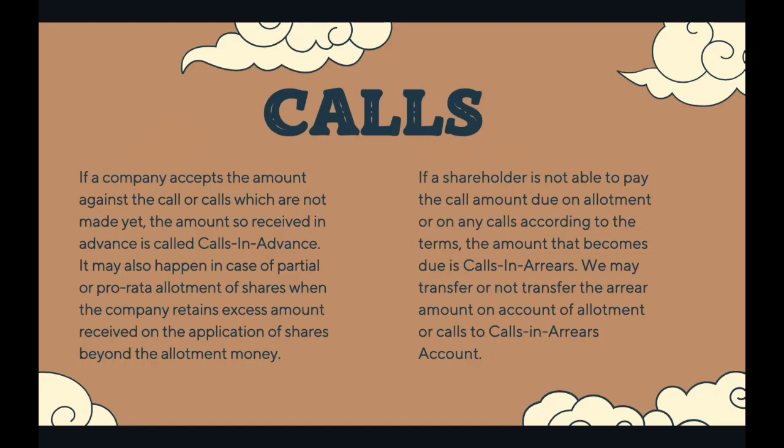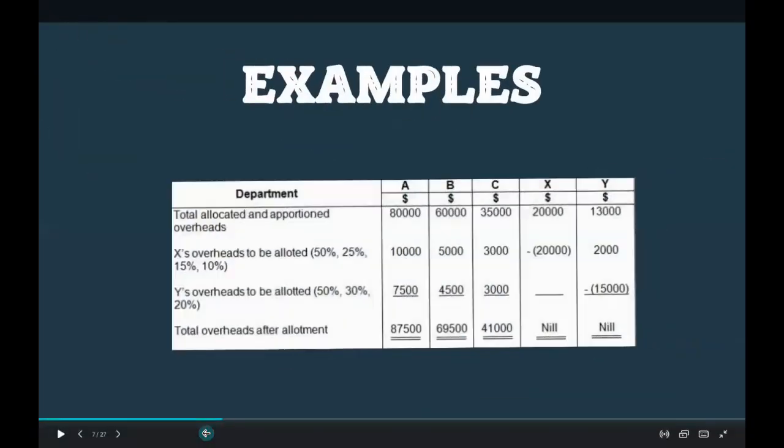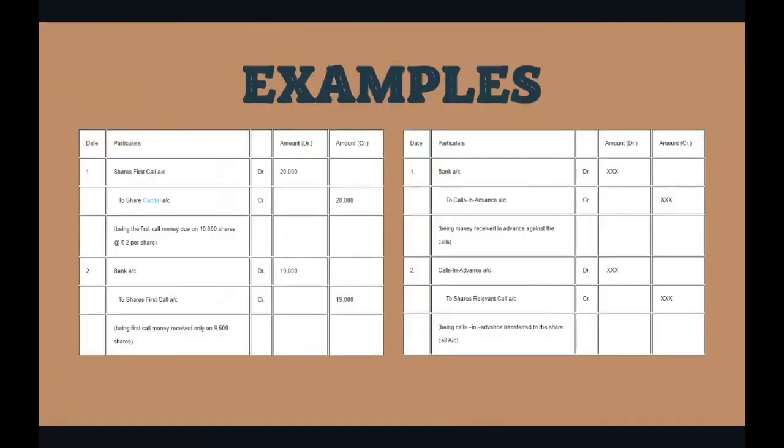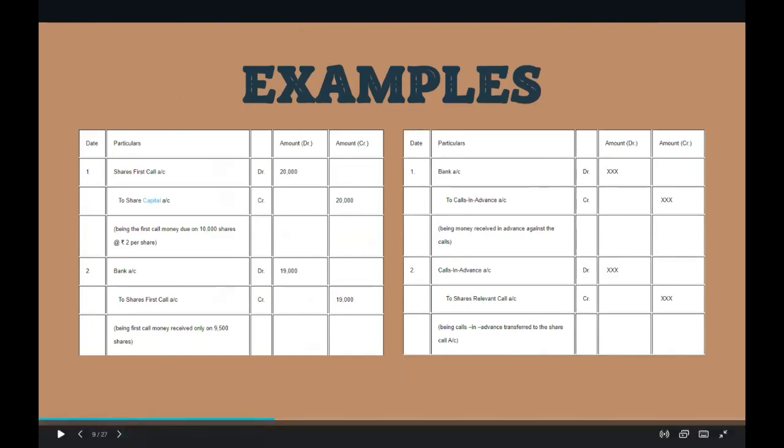And if a shareholder is not able to pay the call amount due on allotment or on any calls according to the terms, the amount that becomes due is called calls in arrears. We may transfer or not transfer the arrear amount on account of allotment. This is the example for the calls part.